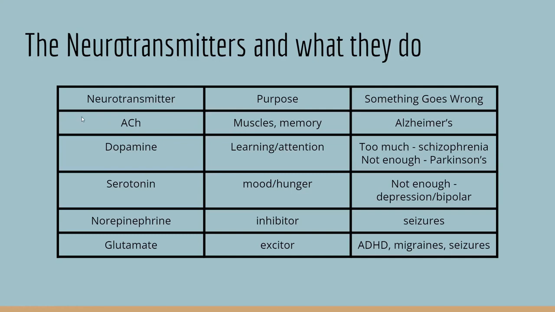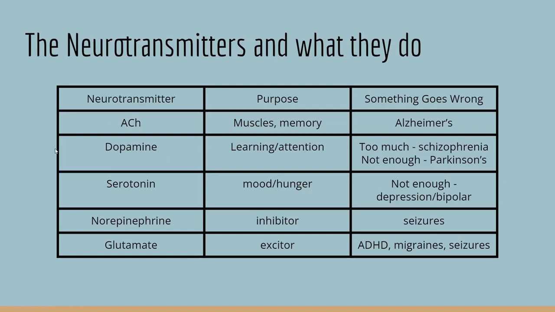So there's ACh. This neurotransmitter helps with your muscles and memory. If something goes wrong, there could be this disorder right here, and we know that that can result in a loss of memory. Sometimes if someone has that, they can forget your name, though they might still know who you are.